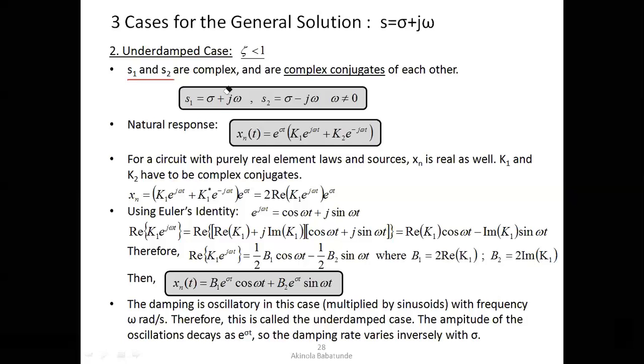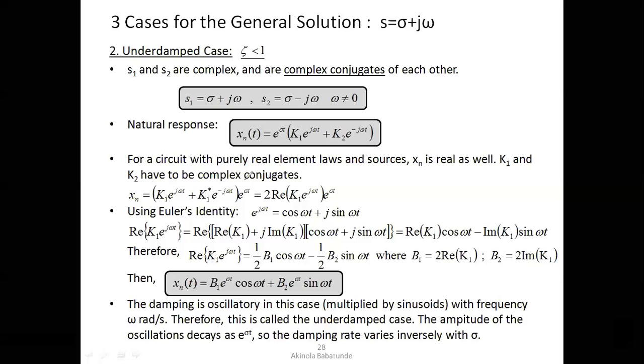So the natural response is then written as xn of t equal to exponential the real value here. For some of you who are familiar with linear differential equations, all of these are easy stuff. So you have exponential the real part of the solution, k1 exponential jwt, where w is the complex part of the solution, so jwt, plus k2 exponential minus jwt. This is another important term that you have to pay attention to, because we'll be dealing with questions like this too. So for a circuit with purely real element laws and sources, xn is real as well.